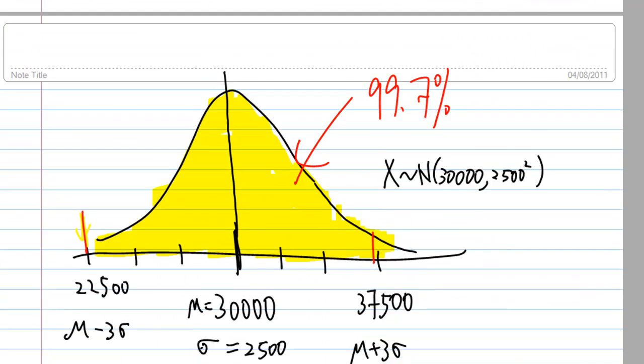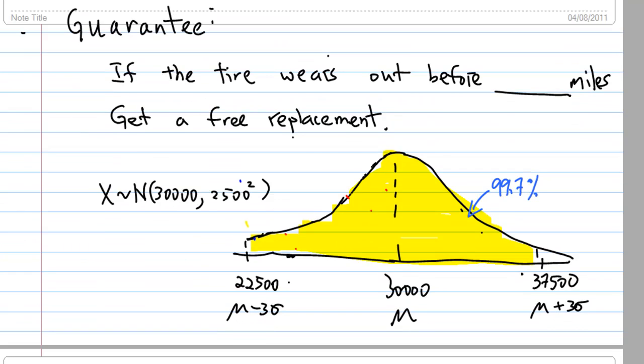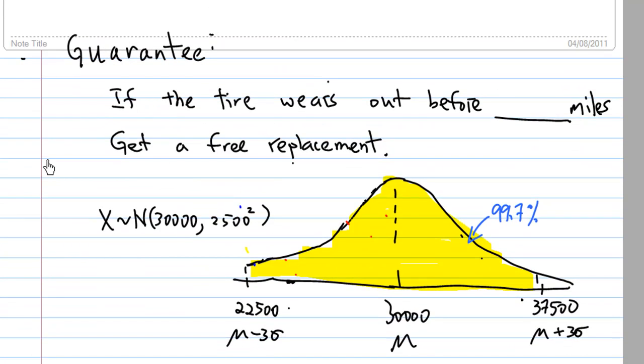What does it mean now? Using mu is 30,000 and sigma is 2,500, after the calculation, we know that 99.7% of the tires will wear out between 22,500 and 37,500 miles. So from this, we can see how to put a guarantee. You can word the guarantee this way: if the tire wears out before how many miles, the customer will get a free replacement.